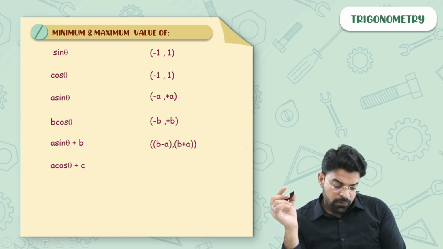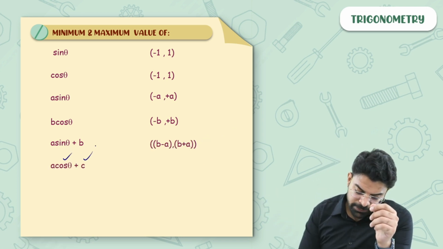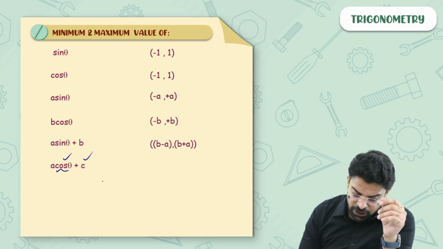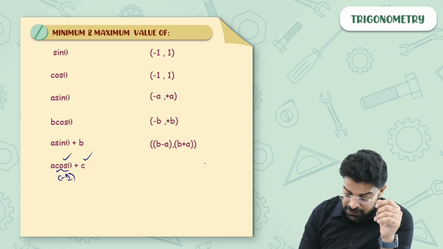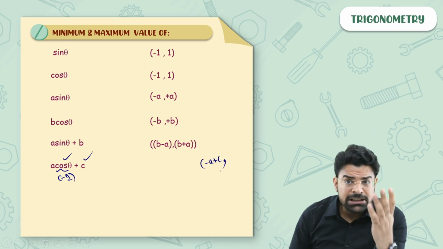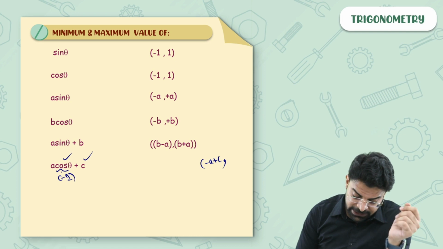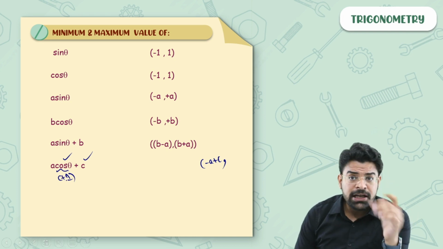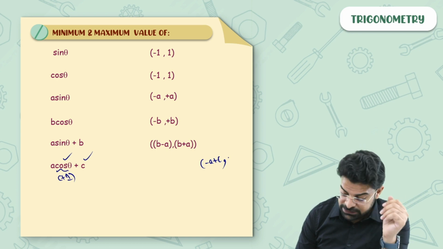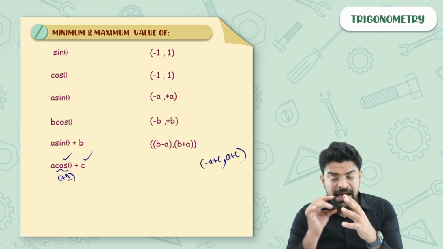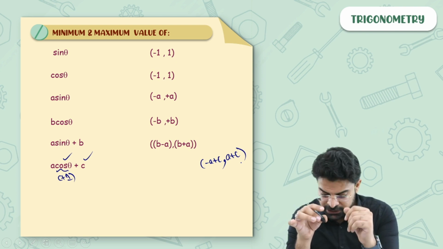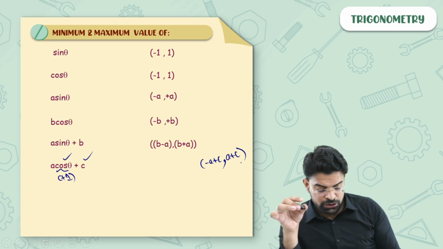Next, what will be the range of value of a cos theta plus c? So you will again say, sir, see, for minimum value, take the minimum value of cos theta, which is minus 1. When you take the minimum value of cos theta minus 1, you get minus a plus c. For maximum possible value of a cos theta plus c, take the maximum possible value of cos theta, and the maximum possible value of cos theta is 1. So the maximum possible value of a cos theta plus c will be a plus c. Hence, the value of a cos theta plus c will range from c minus a to c plus a.